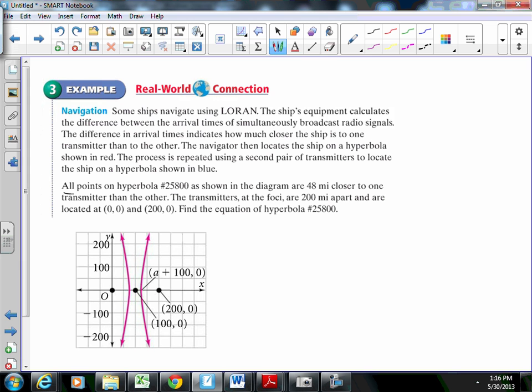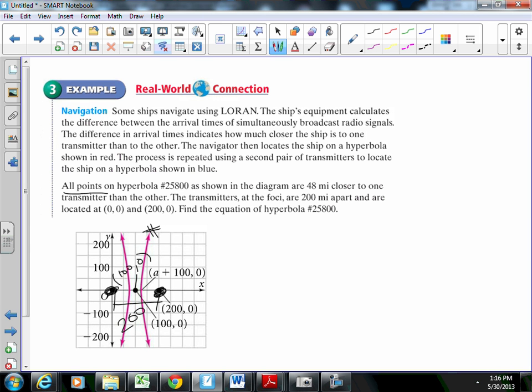The information told us here, all points on the hyperbola number 25800. Now that's just this hyperbola here. It's just a piece of data that they've collected. All points on the hyperbola shown in the diagram are 48 miles closer to one transmitter than another. The transmitters are the foci. So here's a transmitter, here's another transmitter. They're 200 miles apart. So this is going to be 200. So obviously that coordinate point there is going to be 100, 0.